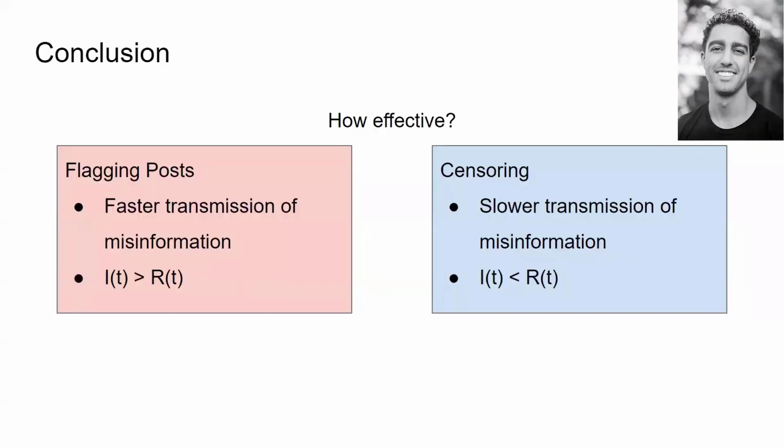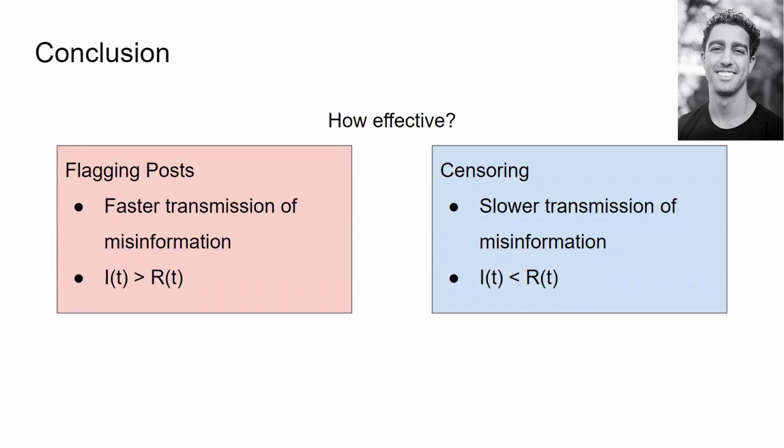Now that we've done some qualitative analysis on both the content moderation techniques, a couple of things have become pretty clear about their effectiveness. Like Nick mentioned, when using flagging posts, I(t) eclipses R(t), meaning there's a faster transmission of misinformation than fact, leaving more people misinformed than properly informed. On the other hand, when censoring is used, there's a much slower transmission of misinformation. Eventually, R(t) eclipses I(t), meaning that there are more informed people than misinformed ones. The conclusion is clear, and it agrees with both the research and our models. Censoring is a much more effective content moderation technique than flagging posts.